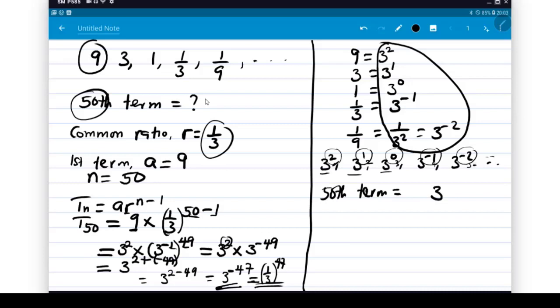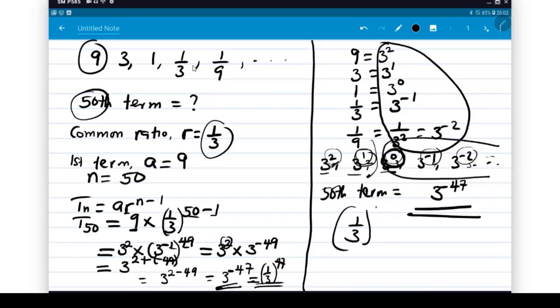Now that means we are writing numbers from 2 downwards, and we want to write 50 numbers consecutively downwards from 2. So 2, 1 already out of 50 numbers, remaining 48 numbers. 48 numbers that will start from 0. So I'm going to write 48 numbers consecutively from 0. What does that mean? It means 0, minus 1, minus 2. So it means my last number must be minus 47. Because if I start from minus 1, it will go to minus 48. So if I'm starting from 0, it will be to minus 47. So that means my 50th term will be 3 raised to the power minus 47, or 1 over 3 raised to the power 47 as the 50th term.